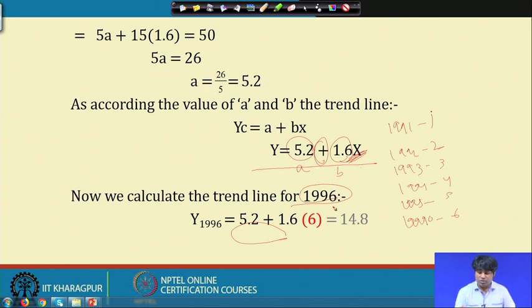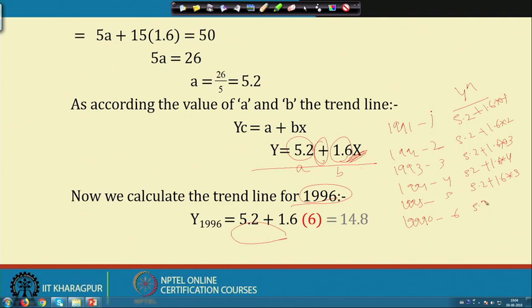Now after having this, what will you do? We can have predicted lines: 5.2 plus 1.6 into 1, similarly 5.2 plus 1.6 into 2, 5.2 plus 1.6 into 3, 5.2 plus 1.6 into 4, 5.2 plus 1.6 into 5, and finally 5.2 plus 1.6 into 6. That is the immediate prediction for next year. We have data up to this point, and the next year prediction, 1996, will be this much.